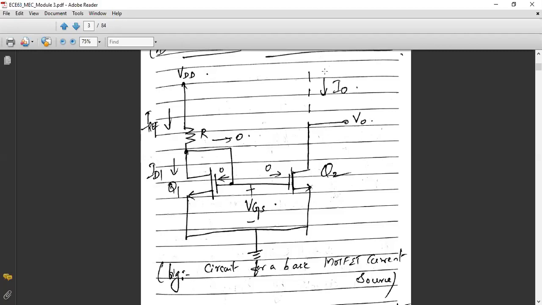Now, this is the output current that is flowing through Q2. Actually, you are about to design this I0. You have to fix this I0 based upon IREF. How is this IREF being fixed? By using R. So you have a reference current through this transistor, and based upon that reference current, you are going to find the output current passing through the output transistor Q2, and this is the output voltage. Output voltage is nothing but the drain voltage of Q2.